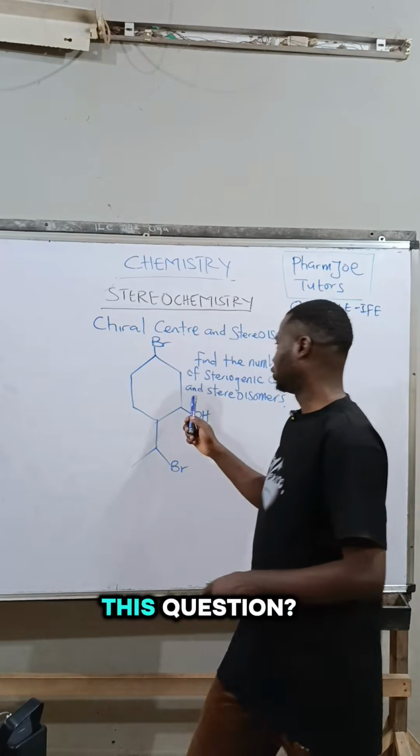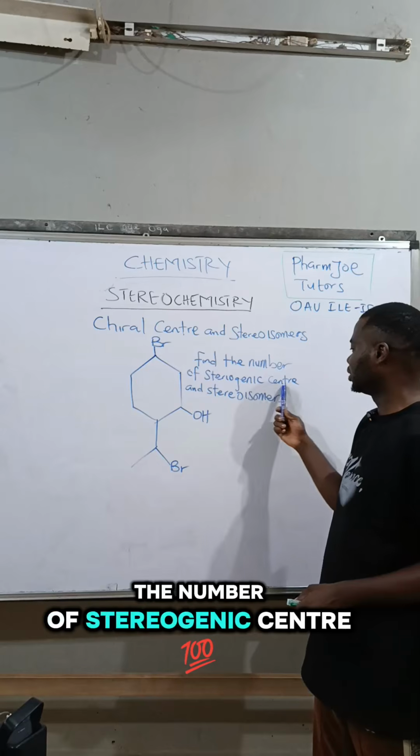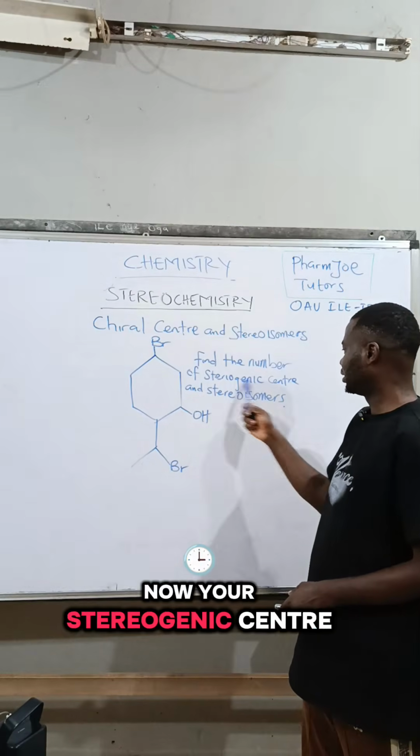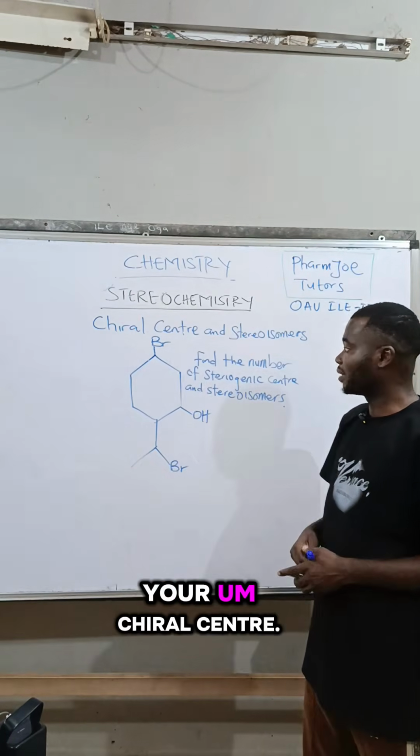Hello, can you try this question? The question says, find the number of stereogenic centers and stereoisomers that we can find in this compound. Now, your stereogenic center is otherwise known as your chiral center.